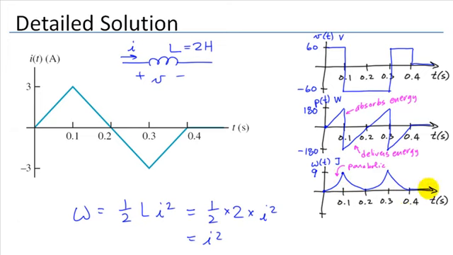Also, it's important to realize that the stored energy is always 0 or positive. And also note that the stored energy is always continuous. An inductor's voltage can change abruptly, as can its power, but its stored energy has to be a continuous function.